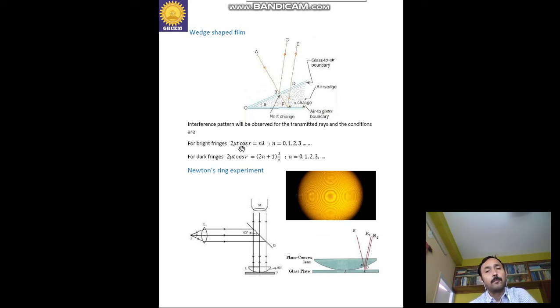conditions are: for bright fringes, 2 mu t cos r is equal to n lambda, and for dark fringes, 2 mu t cos r is equal to (2n plus 1) lambda by 2. I have taken n is equal to 0, 1, 2, 3.